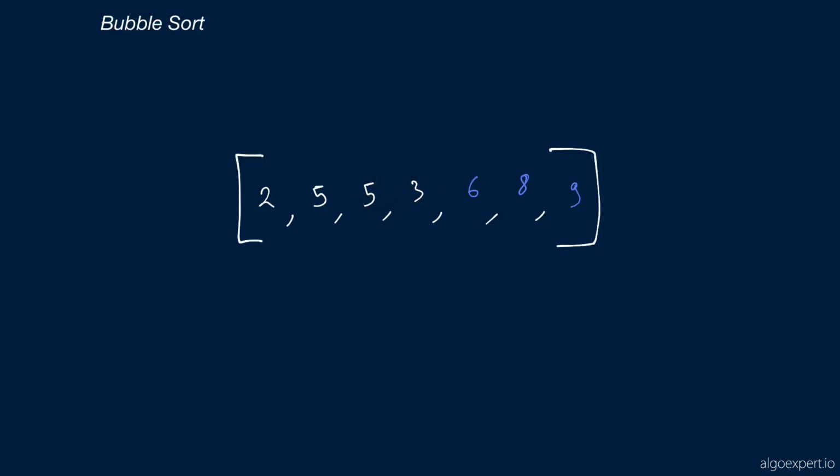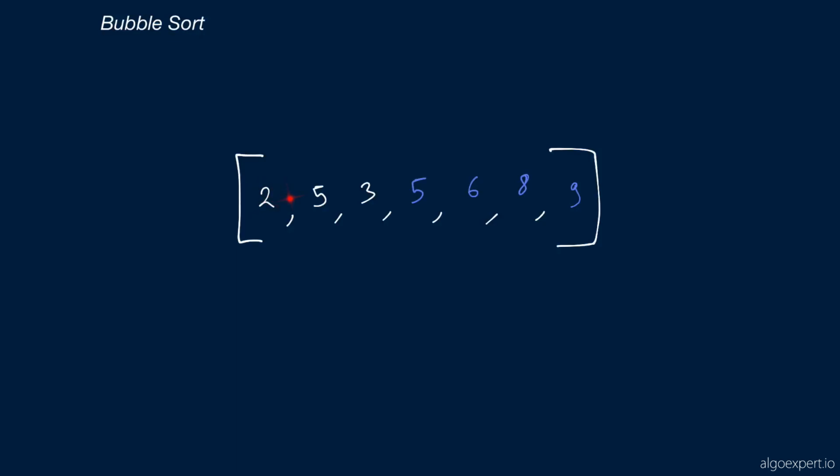5 and 3, not the correct order, so we swap them. Put 3 here, and now we've reached the end, so we can put 5 in purple. We did perform a swap, so we're not done. We have to reiterate through the array, through the first 3 numbers this time around.